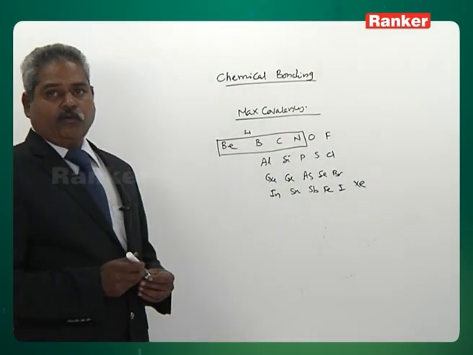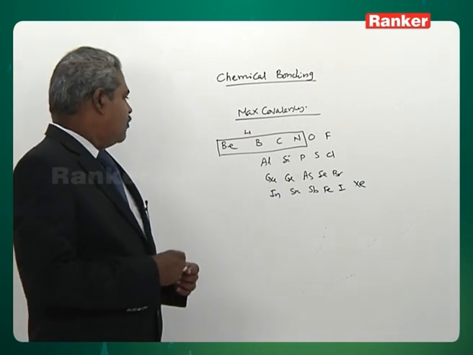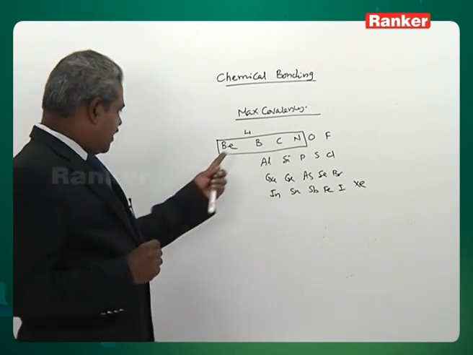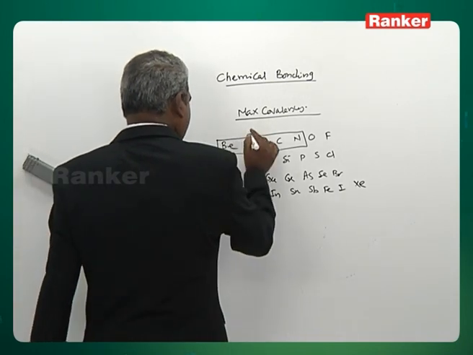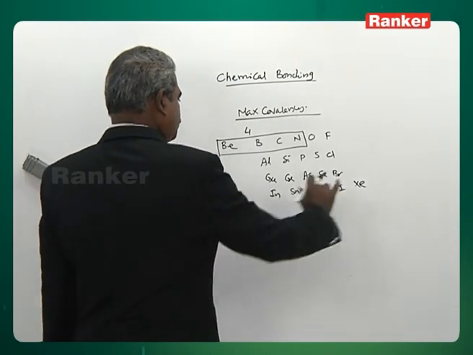How can beryllium form 4 bonds? 2 by sharing, 2 by accepting. How can boron form 4 bonds? 3 by sharing, 1 by accepting, because it belongs to third group. How can carbon form 4 bonds? Using its own electrons, CH4. I will supply examples to each.